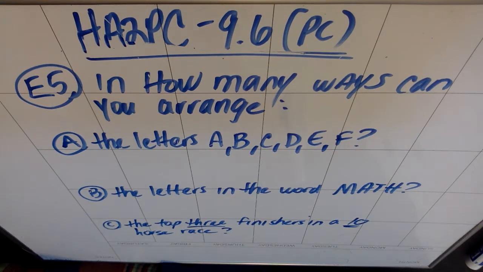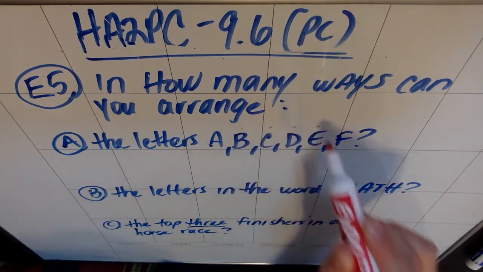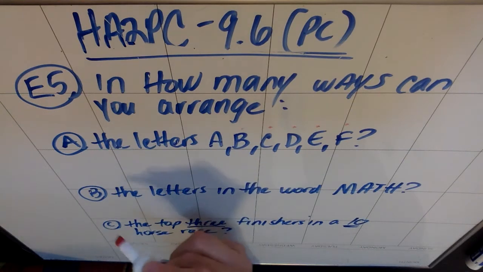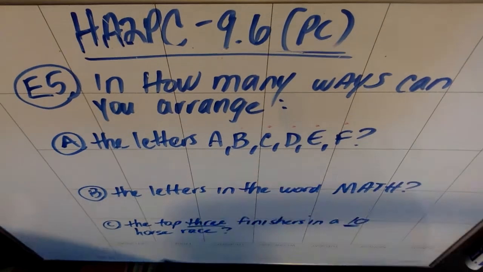In how many ways can you arrange, part A, the letters A, B, C, D, E, F. There are 1, 2, 3, 4, 5, 6 letters, right? If I want to arrange 6 distinct items, there are 6 factorial ways to do it. And you can either do that by writing out 6 times 5 times 4 times 3 times 2 times 1, or you can just think, that's 6 factorial.